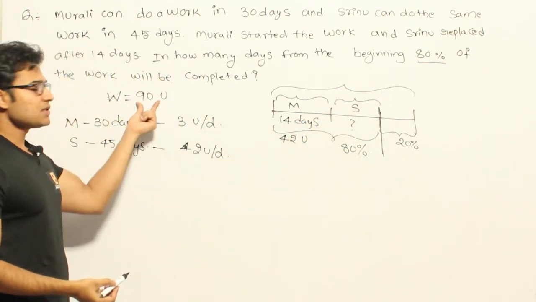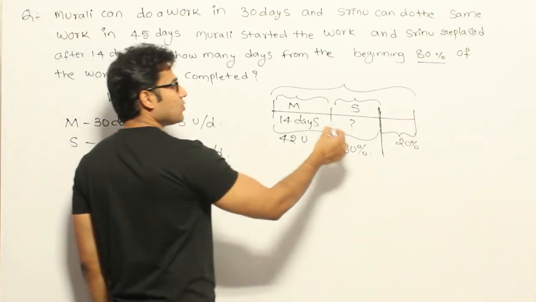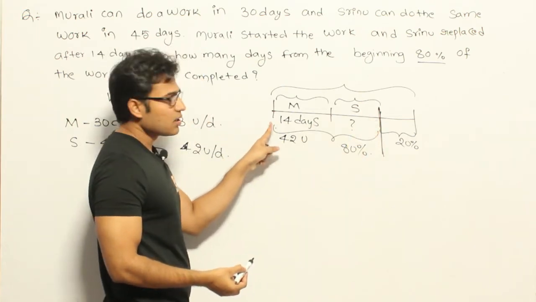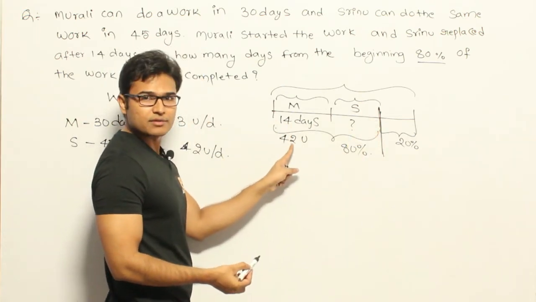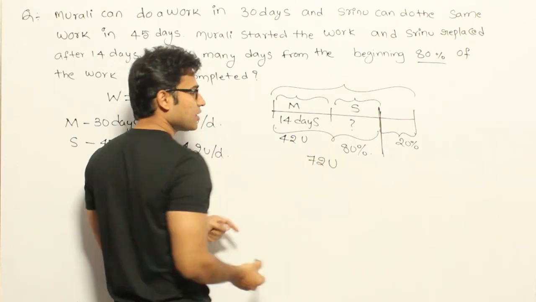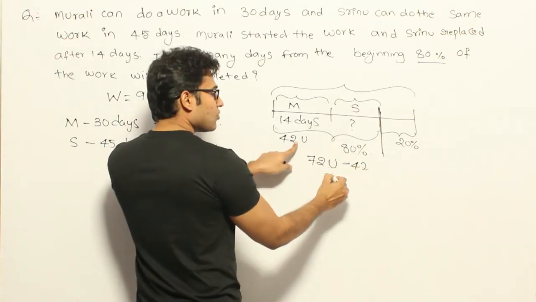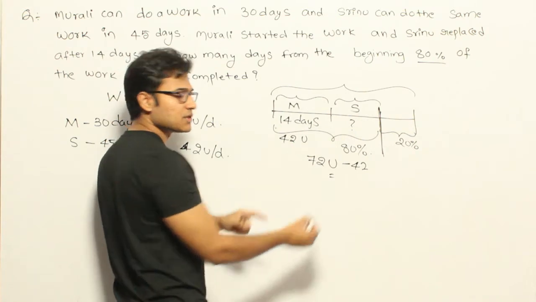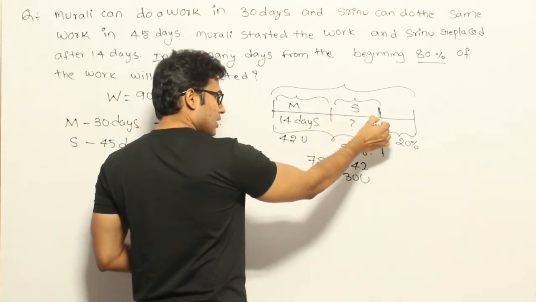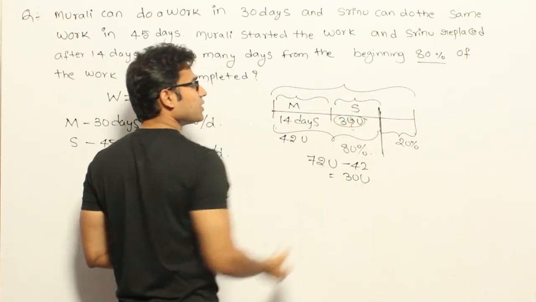Therefore, what is 80% of 90? 80 by 100 into 90 is 72, right? So we are worried from here to here only about 72 units of work, out of which 42 is already done. Are you getting this? The total work we need to finish is only 72 units but not 90, and also we have finished 42 units by here. Therefore, what is the work remaining for Srinu to finish? It is 30 units, isn't it? Therefore, in this slot you are supposed to finish 30 units, and what is the time required for that?